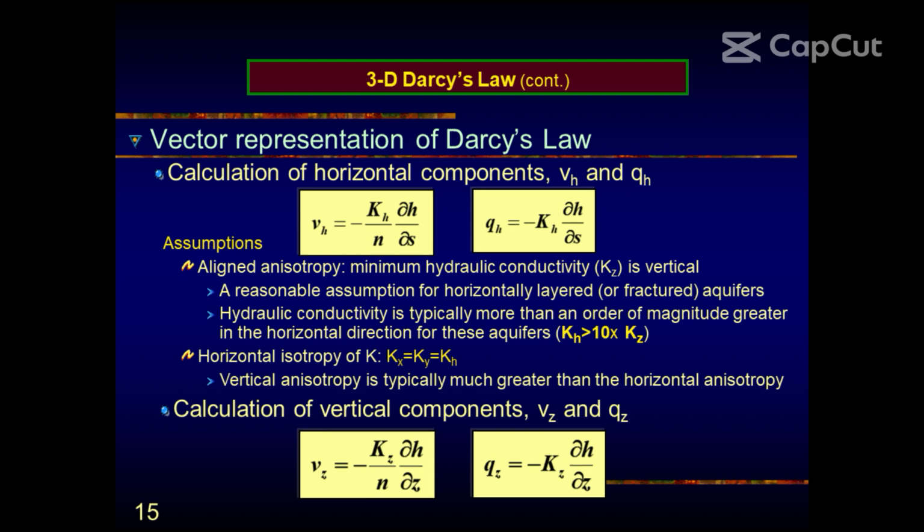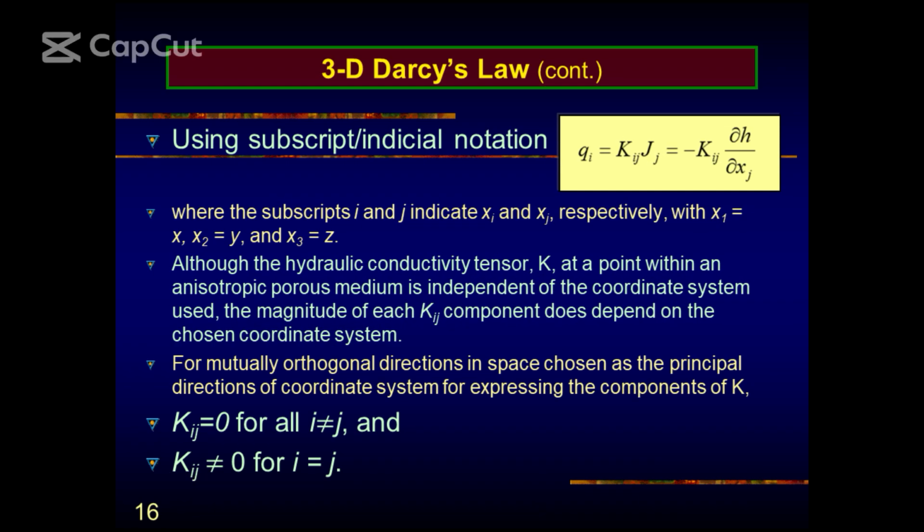The vertical anisotropy is typically much greater than the horizontal anisotropy. Exactly what I mentioned in different words. Now, calculation of vertical components Vz and Qz. Now, using subscript or indicial notation, let's take a break for a few minutes, and then we'll come back. These are different notations that we use in expressing our quantities in compact form.